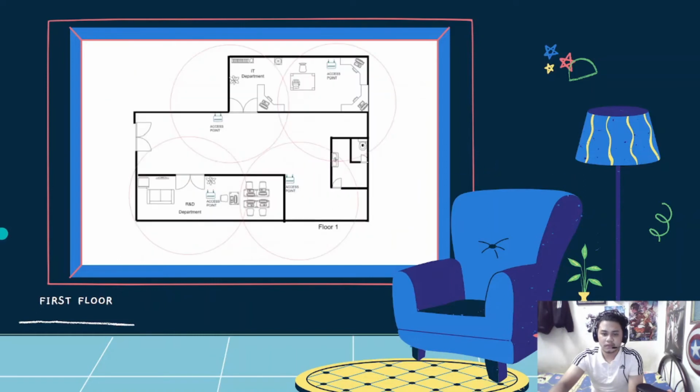Next is the first floor. The first floor is for the IT and R&D departments. As you can see, 4 access points have been used to make sure the coverage of the access points covers all the place. There is one inside the IT department and another in the R&D department, and 2 access points will be placed in the hallway.